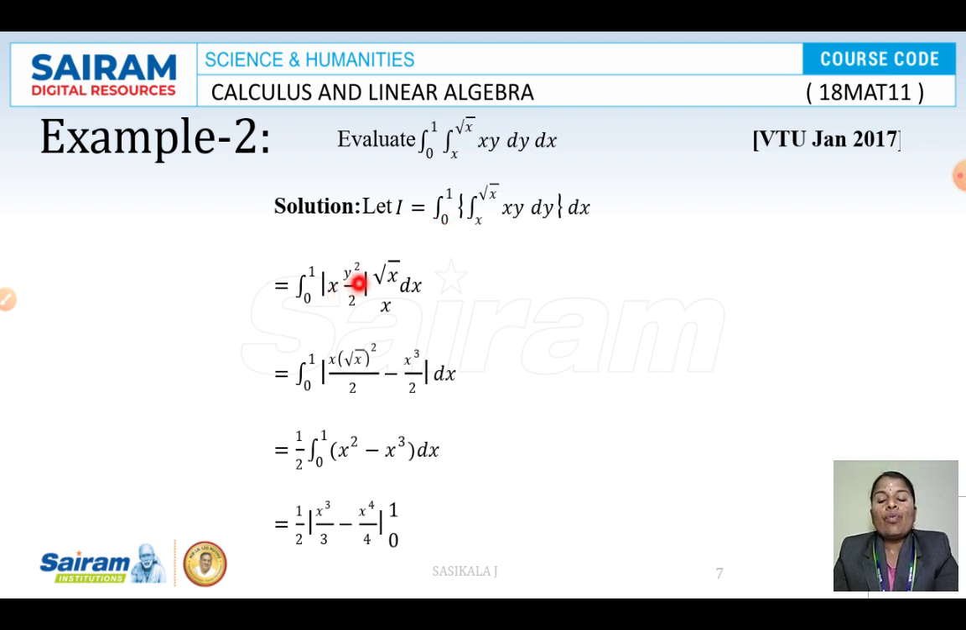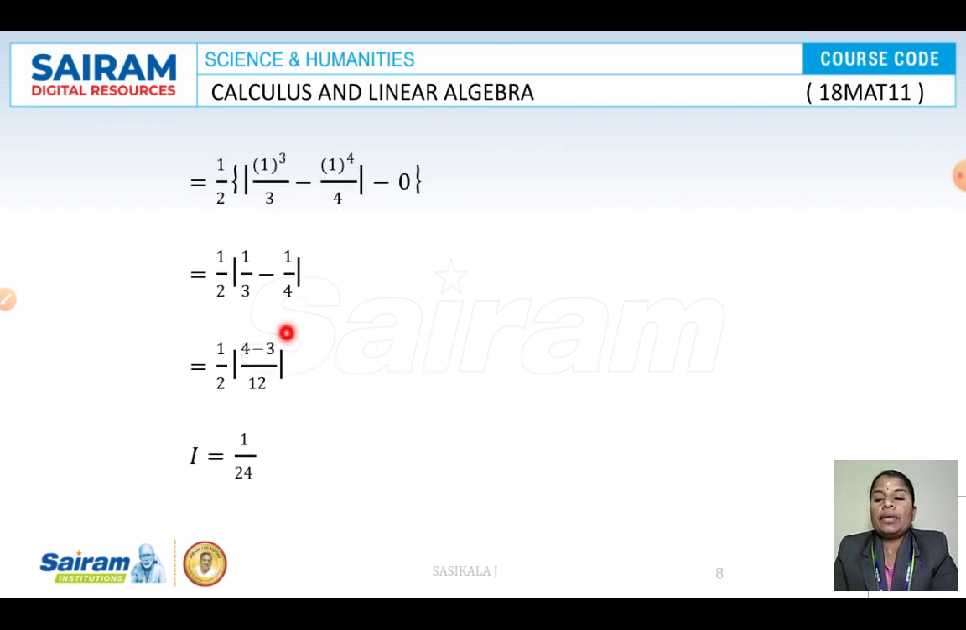So x into y squared by 2. Integrating y, we get y squared by 2, from x to root x, into dx. So integration 0 to 1 of x into root x the whole square by 2 minus, applying the lower limit, x into x squared by 2, dx, which is equal to 1 by 2 integration 0 to 1 of x squared minus x cube. The 1 by 2 is taken outside, so 1 by 2 of x cube by 3 minus x power 4 by 4, integrating with respect to x. Substituting the limit, I get 1 by 2 of 1 by 3 minus 1 by 4, so 1 by 2 of 4 minus 3 by 12.